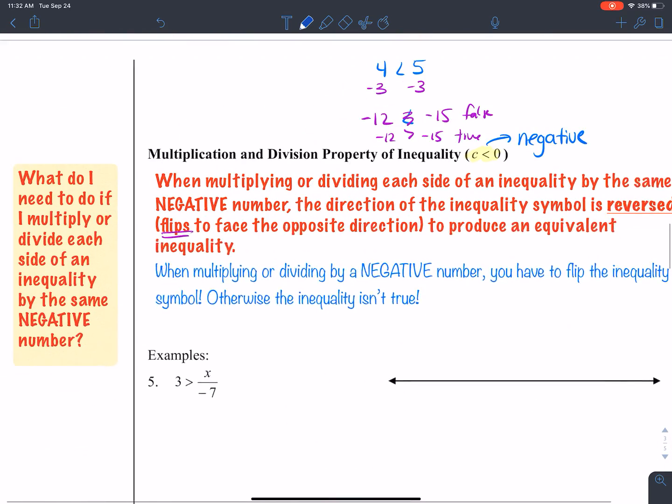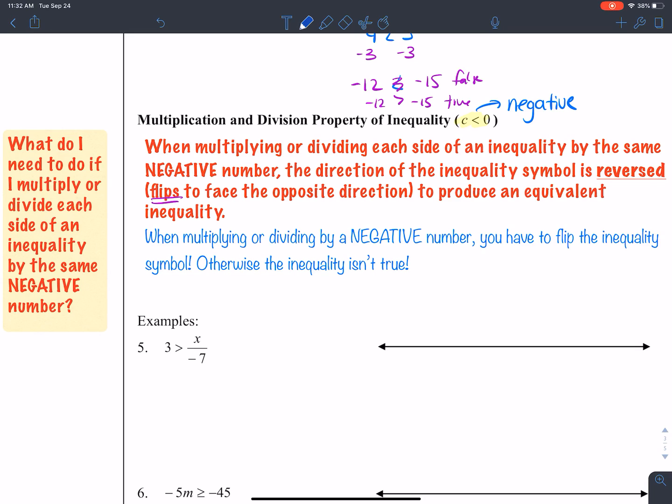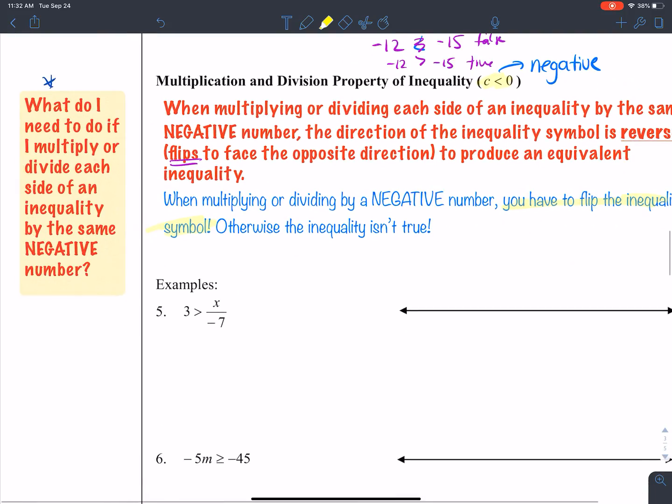Now on the back side though, we're just practicing this whole other little thing. If we're multiplying or dividing by a negative, so you can see I put a nice little study question there. If we do that, we have to flip the inequality symbol. If we don't, the inequality isn't true, and that's what we said in our warm-up here. So let's try this one.